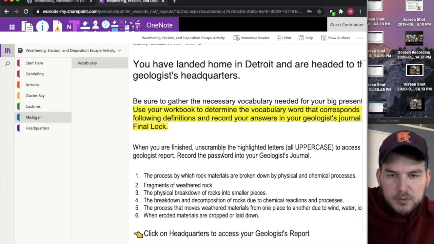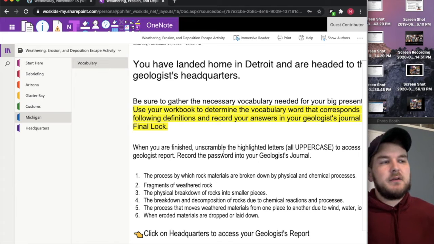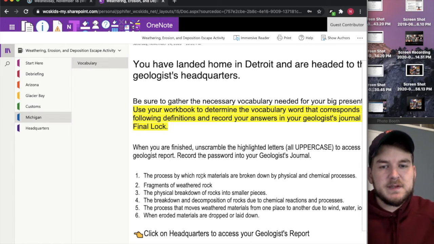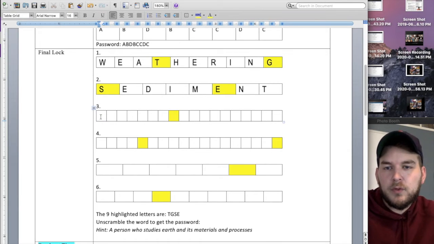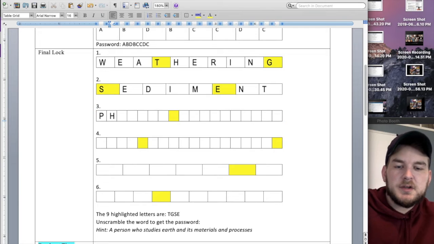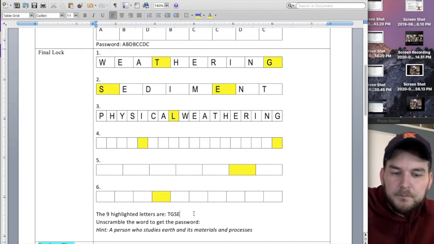The physical breakdown of rocks into smaller pieces. So the breaking down of rocks is weathering, and because it's talking about physical, it must be physical weathering. Let's try that. It looks like it's long enough to hold that. P, H, Y, S, I, C, A, L, W, E, A, T, H, E, R, I, N, G. That fits. So the letter L.